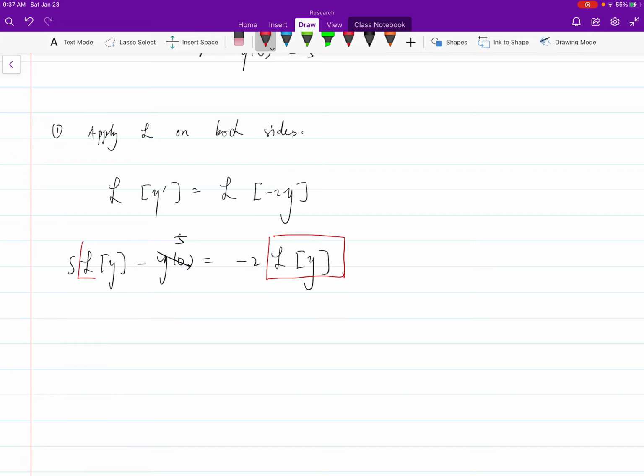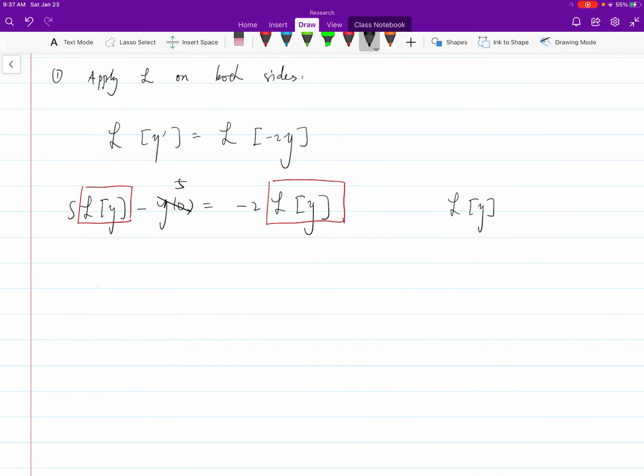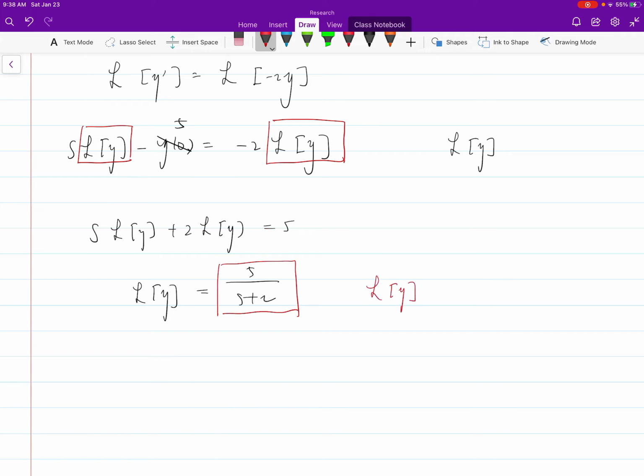Okay. Now what do we have? We have an equation. This equation has only one unknown. That unknown is called the Laplace transform of y. This one is your unknown. Therefore, what you can do is you can move everything from this side to the other side. We have s Ly plus 2 Ly equals 5. We have Ly equals 5 divided by s plus 2. This is going to be your solution of Ly.